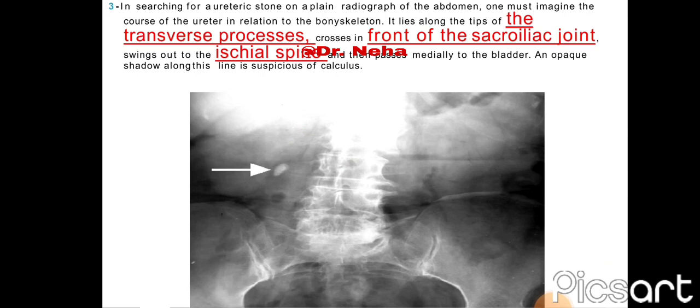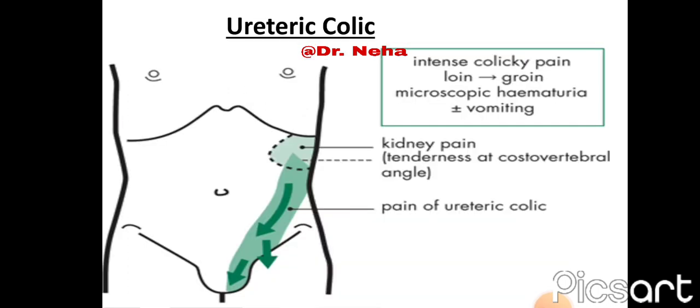If we take the X-ray of abdomen in search of ureteric stone, the ureteric stone may be found at 3 places, that is in front of the transverse processes of the lumbar vertebrae, in front of the sacroiliac joint, and in front of the ischial spine.